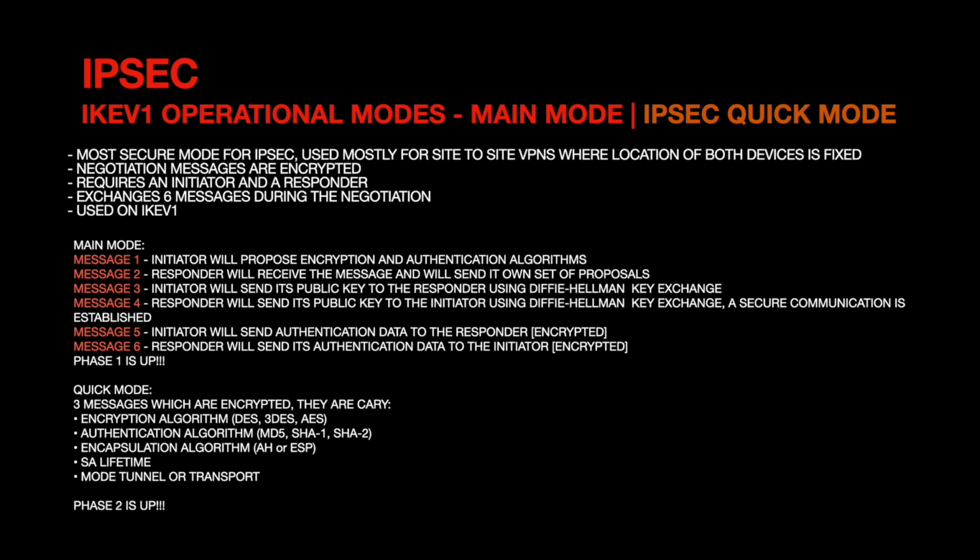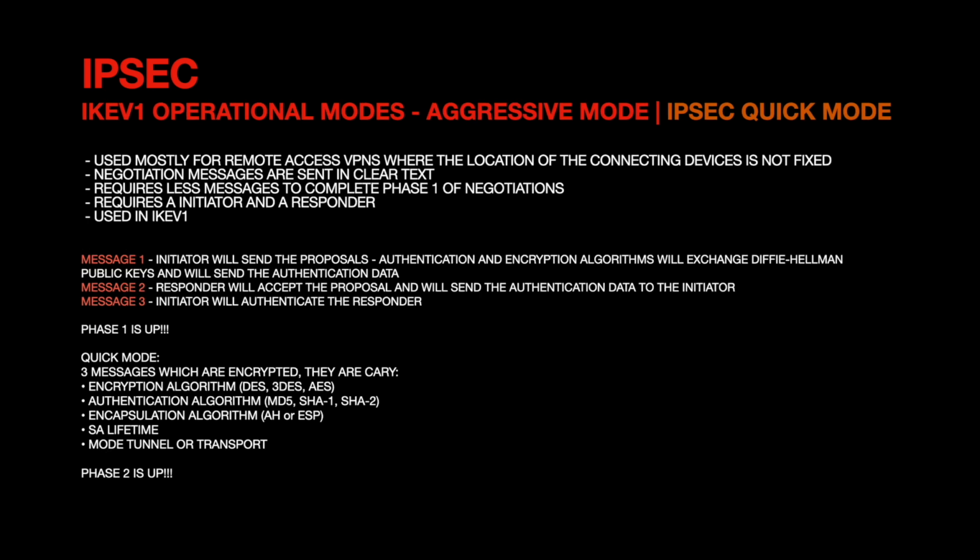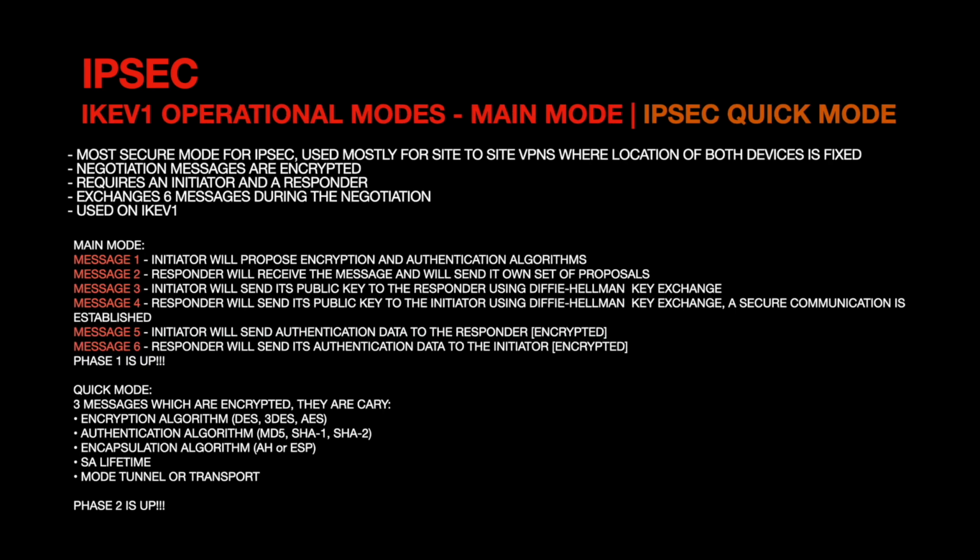So as I said, IKEv1 is the older protocol, and IKEv1 can have two operational modes. It has the main mode and the aggressive mode. The main mode is the most secure mode for IPsec using IKE version 1, and it is intended for devices which have a fixed location, meaning the devices in the data center which have the same IP every time.